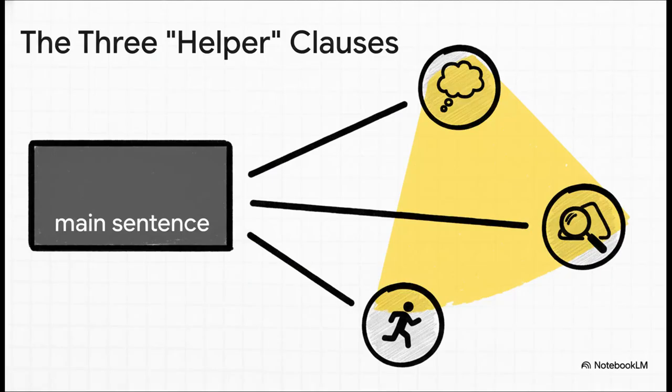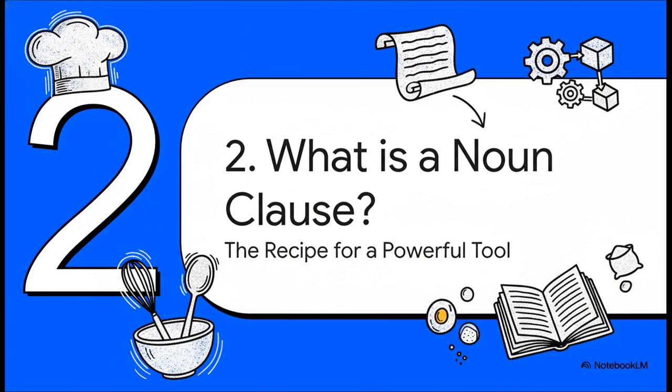Now, these helper clauses come in 3 main flavors. You've got your adjective clauses, which describe things, and adverbial clauses, which describe actions. But today, we're zeroing in on the most useful, most versatile one of them all, the noun clause. And yeah, you guessed it, its job is to act just like a plain old noun. So let's get down to it. What in the world is a noun clause?